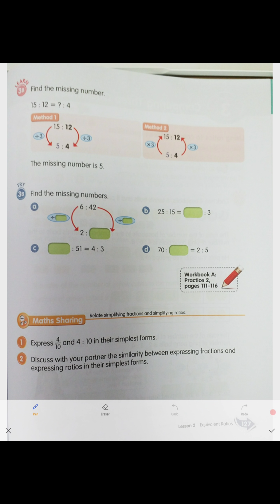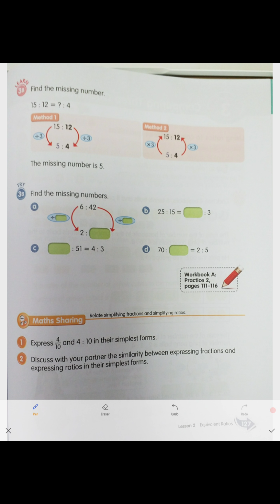Okay, so the last page in this lesson, right? Find the missing number. Okay, so this is totally the same thing. It's just that the first method that they use is division, right? And then they show that you can do the same thing with different operations. You can do it with division, you can do it with multiplication, right? And I'm sure you can follow. Let's try to solve this, right?